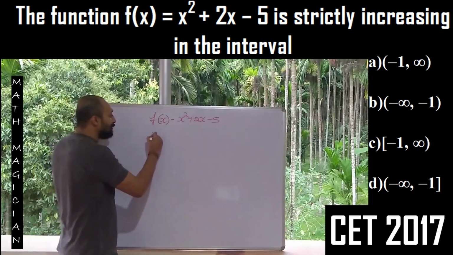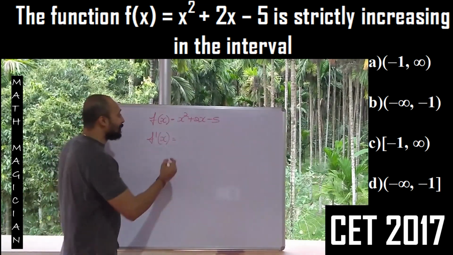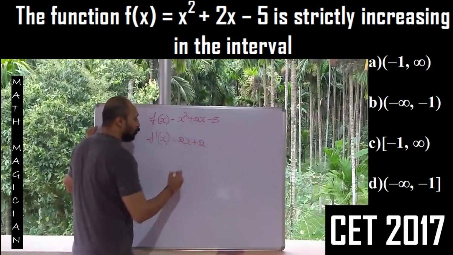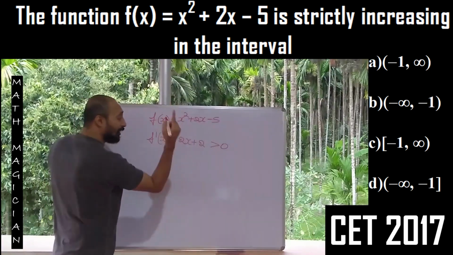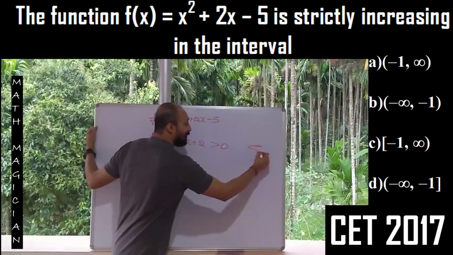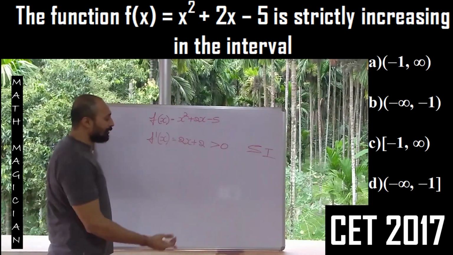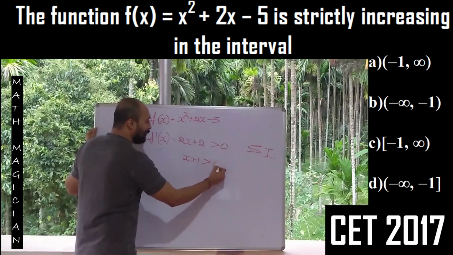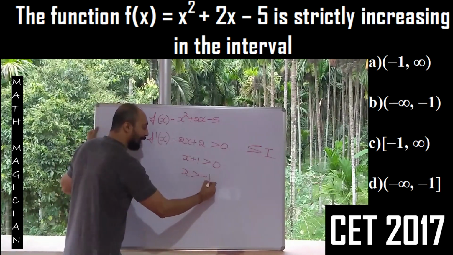So what you have to do is find the differentiation of it. The differentiation of this is 2x plus 2. And this must be greater than 0. Watch carefully here. It can't be greater than or equal to. It must be greater than because they have given strictly increasing. So what happens now is I will take 2 common out. So it will become x plus 1 greater than 0. 2 goes there, becomes 0. So x is greater than minus 1.